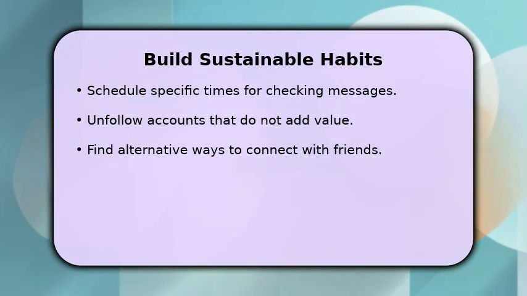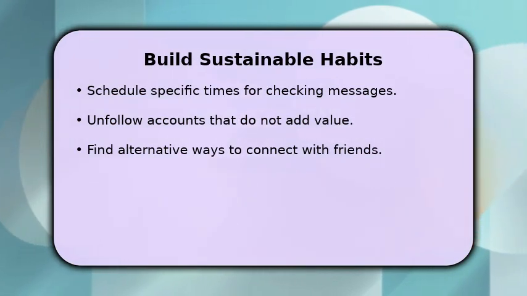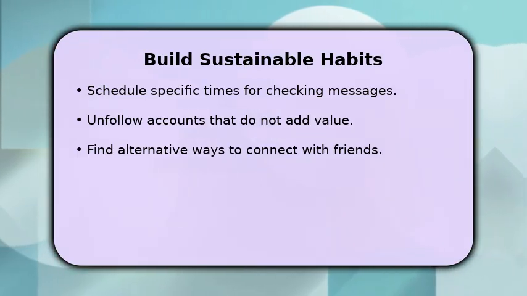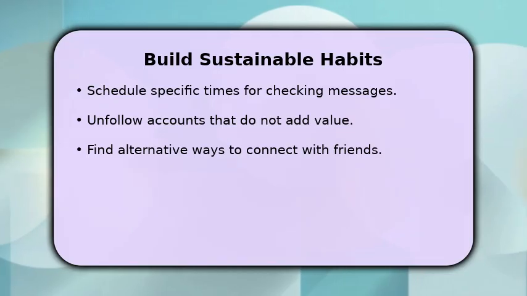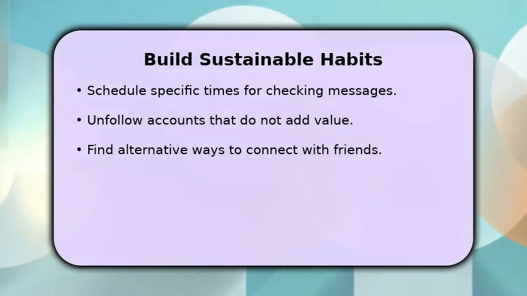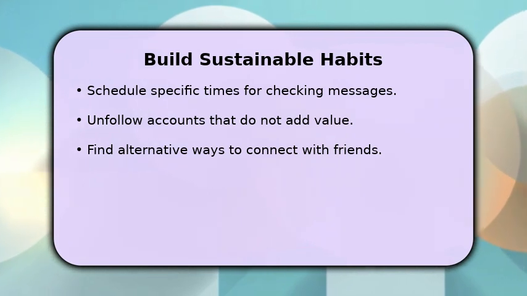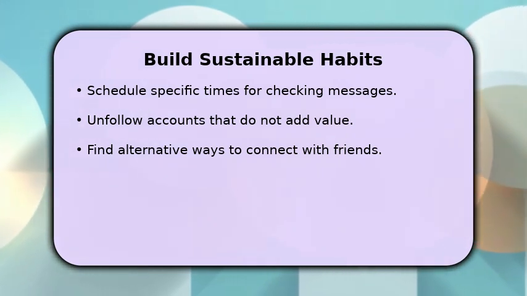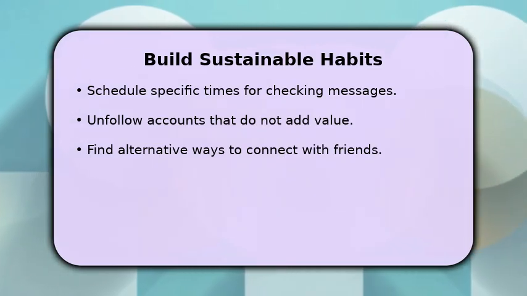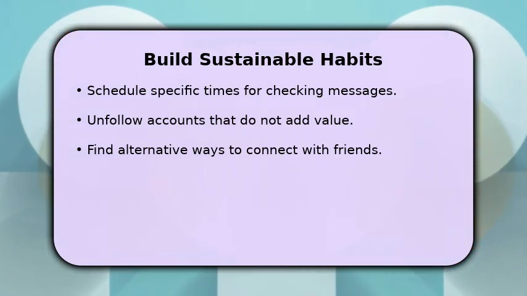To build sustainable habits, schedule specific times for checking messages and updates, perhaps twice a day for 10 minutes each. Take time to unfollow accounts that do not add value or make you feel inadequate, curating a more positive feed. Finally, actively find alternative ways to connect with friends and family, like phone calls or in-person meetups, strengthening real-world relationships.